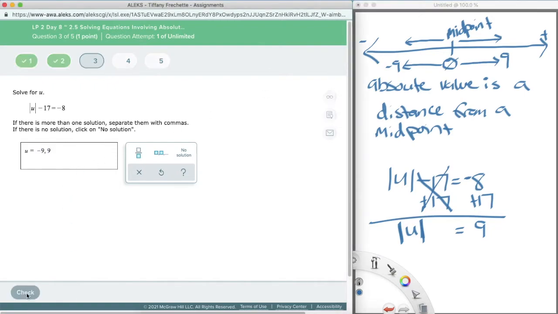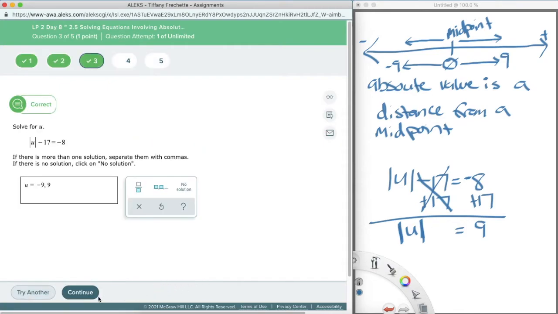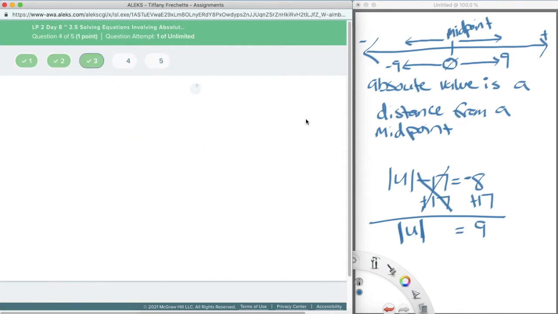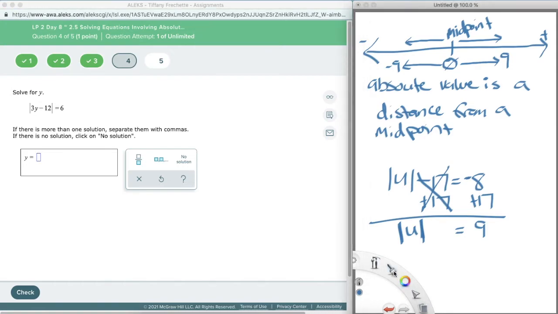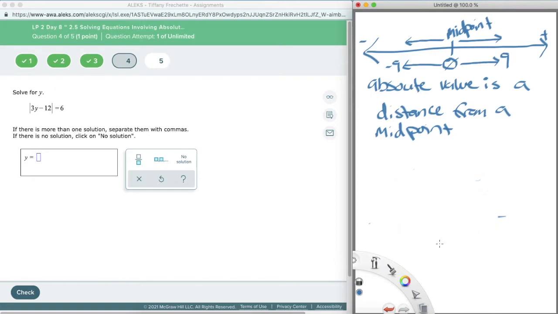Check. All right. So the next one, we're going to get away from the idea that our midpoint is 0. So remember, that's only on very, very simple ones where we have a single variable. Well, when we have an equation like what we're looking at here, this is not going to be the midpoint of 0 anymore. Now we're moving away from that point.